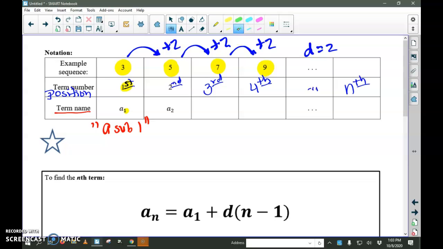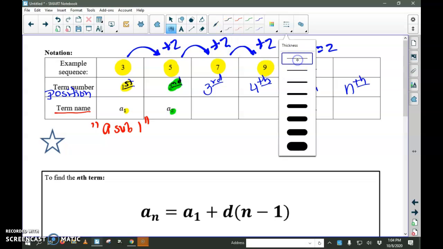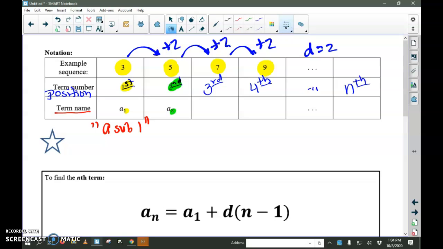And I have this a sub 2. 2 is a subscript, and notice that that relates to the fact that 5 is the second number in my list. Okay, so if you're sitting at home following along, then you should be thinking, oh, 7, I would represent that with a sub 3 because 7's the third number in my list. And 9, I would represent that with a sub 4 because 9 is the fourth number in my list.